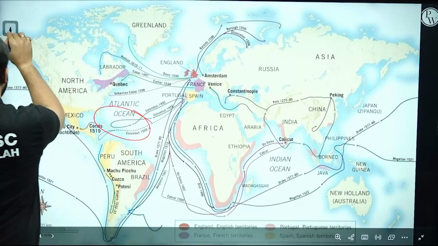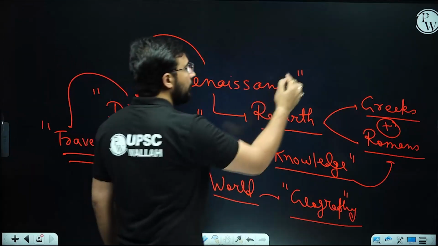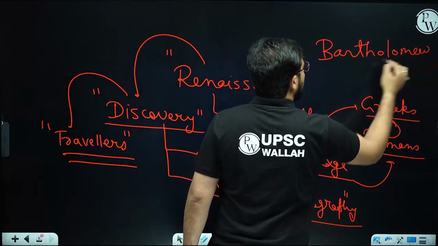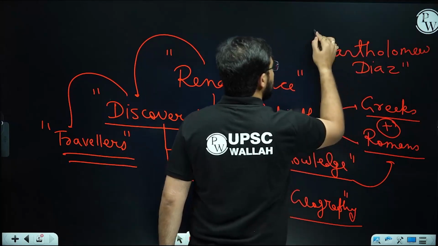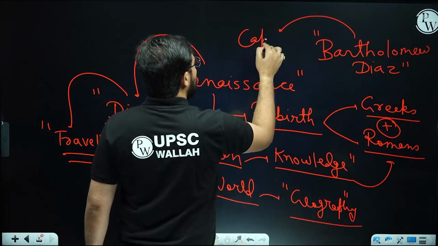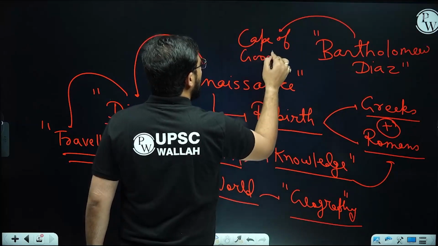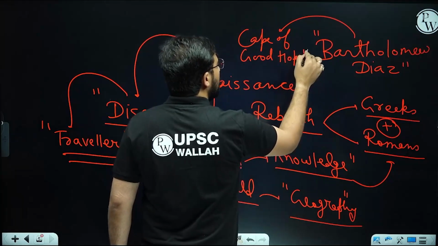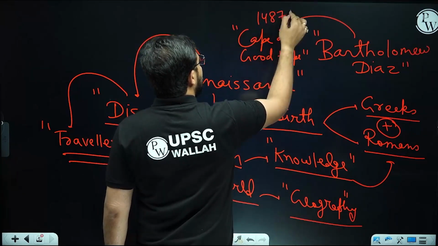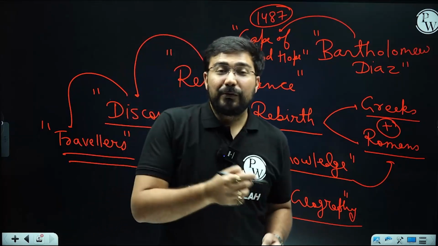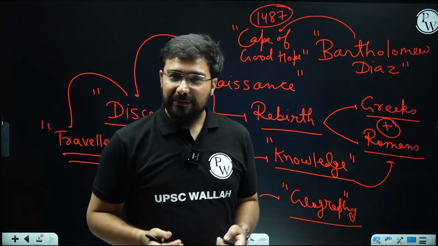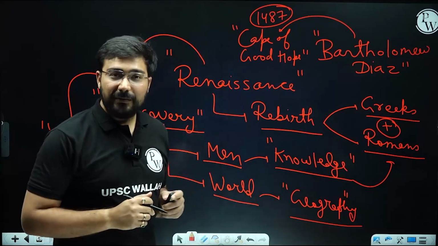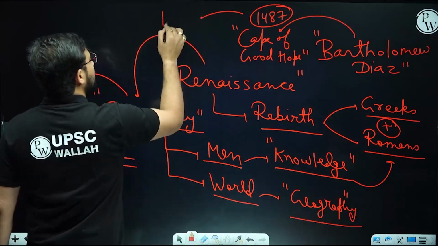Even before Vasco da Gama, there was one person by the name of Bartholomew Diaz. He came to the Cape of Good Hope. I hope all of you know about Cape Town, which is in South Africa. Previously it was known as the Cape of Good Hope. So Bartholomew Diaz in 1487 came to the Cape of Good Hope. He wanted to come towards India, but he couldn't, and eventually he went back. This pathway of Bartholomew Diaz was learned by Vasco da Gama, and in 1498 he was able to come to India.